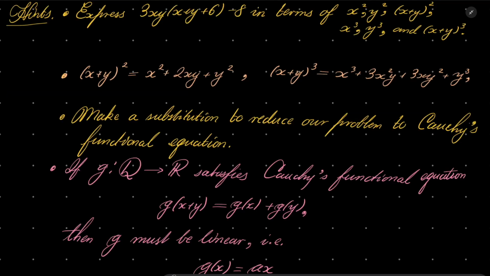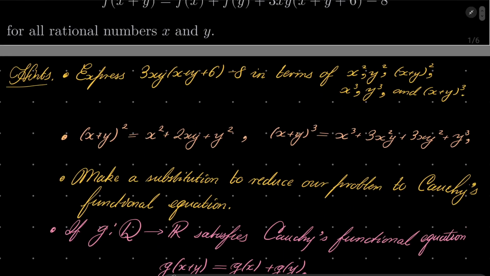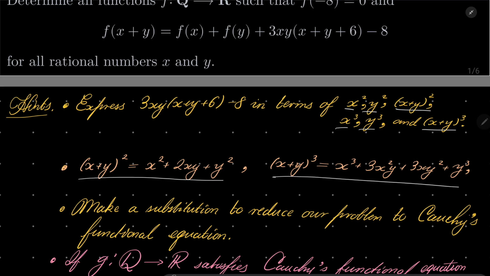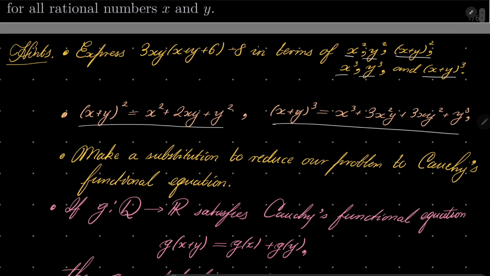Here are my hints. First, the basic idea behind my reasoning is to reduce this problem to Cauchy functional equation. And to do that, you should try to express this expression in terms of x squared, y squared, x plus y squared, x cubed, y cubed, and x plus y cubed. And to do that, you should use these two well-known formulae. And then you should make a suitable substitution to reduce our problem to Cauchy functional equation.